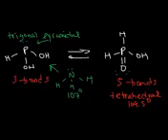Now, what about the hybridization? What's the hybridization around the center phosphorus atom? In this structure, phosphorus has 3 bonds and 1 lone pair, so it has 4 groups. When an atom has 4 groups, its hybridization is typically sp3. Notice that the exponents add up to 4.